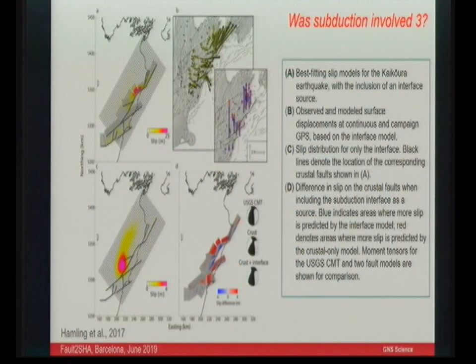This is the Hamling model, and this is the component that might have been in that solution on the subduction zone. You can see here through the colour scale as much as 20 metres or so of slip on the bottom of the Kekerengu fault. Comparatively, the residual, if you like, on the interface was 4 or 5 metres. So that's more like the uncertainty from our surface geological measurements.